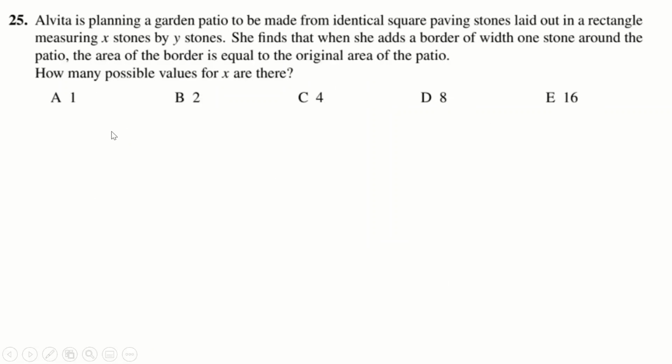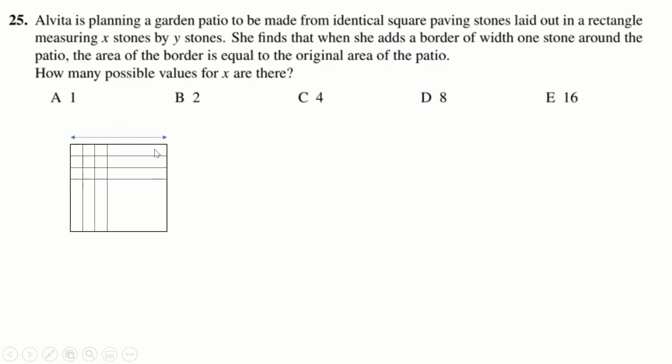Very last question, though. So we have tiles x across, y down. So x tiles across and y tiles down, which of course means that the number of tiles in here is x times y.